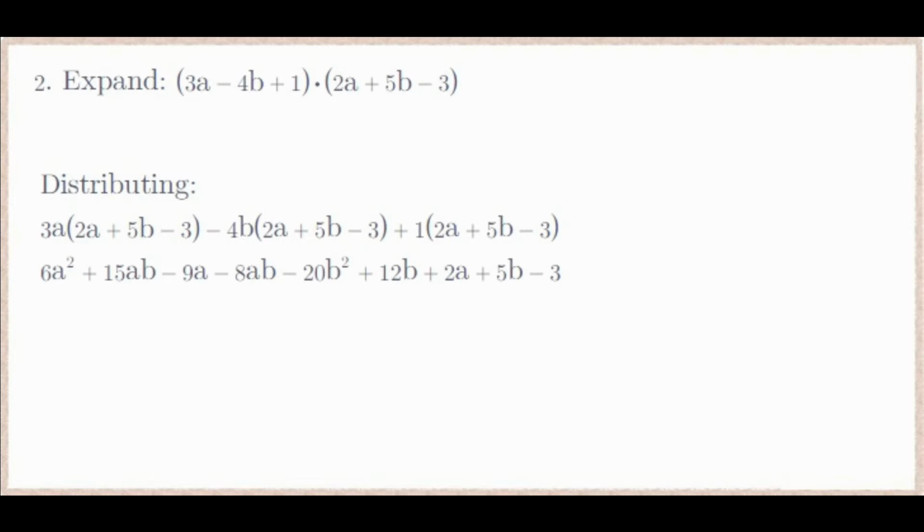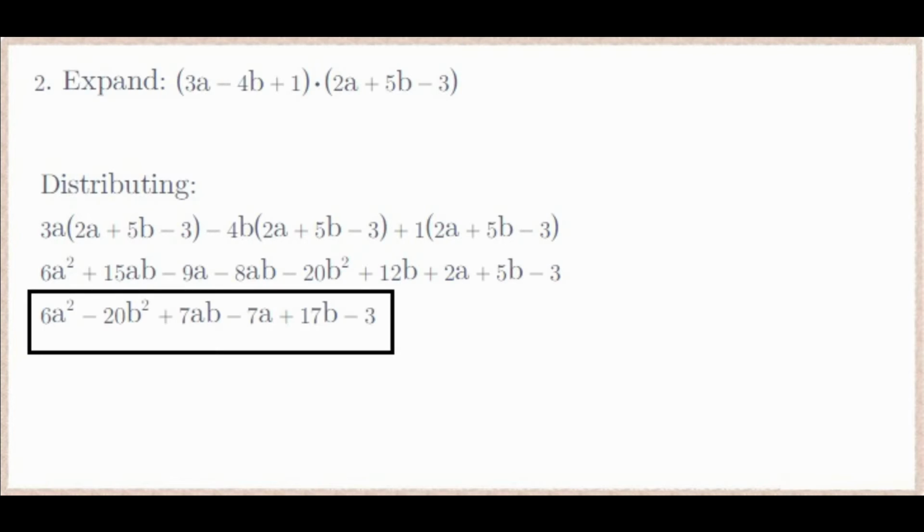Then you would simplify, so you would get 6a squared plus 15ab minus 9a minus 8ab minus 20b squared plus 12b plus 2a plus 5b minus 3, which would then simplify down to 6a squared minus 20b squared plus 7ab minus 7a plus 17b minus 3.